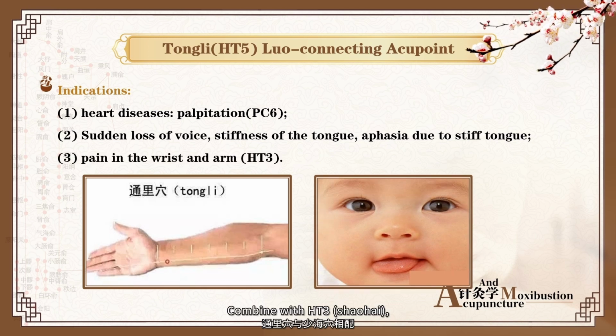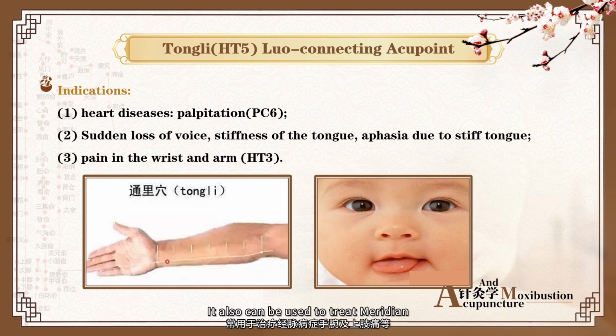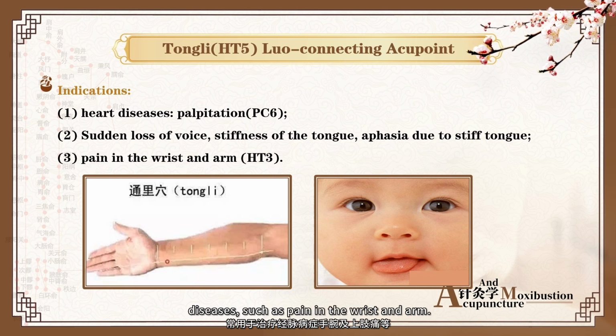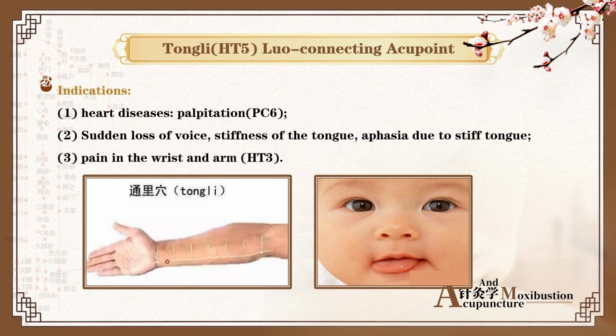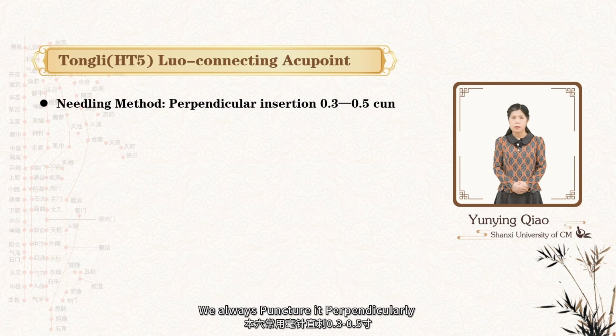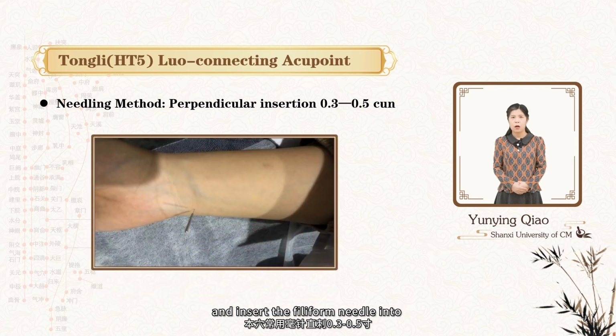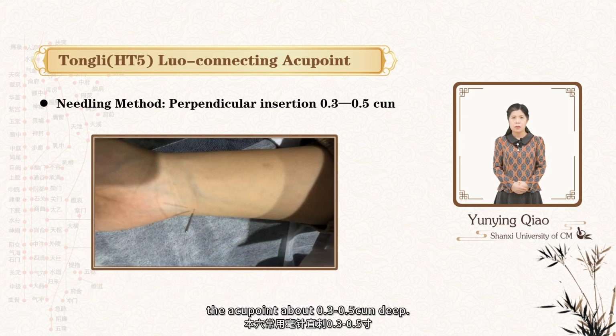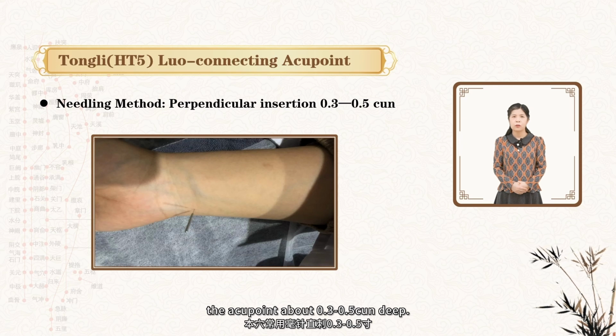Combined with heart 3, it also can be used to treat meridian diseases such as pain in the wrist and arm. We always puncture it perpendicularly and insert the filiform needle into the acupoint about 0.3 to 0.5 cun.